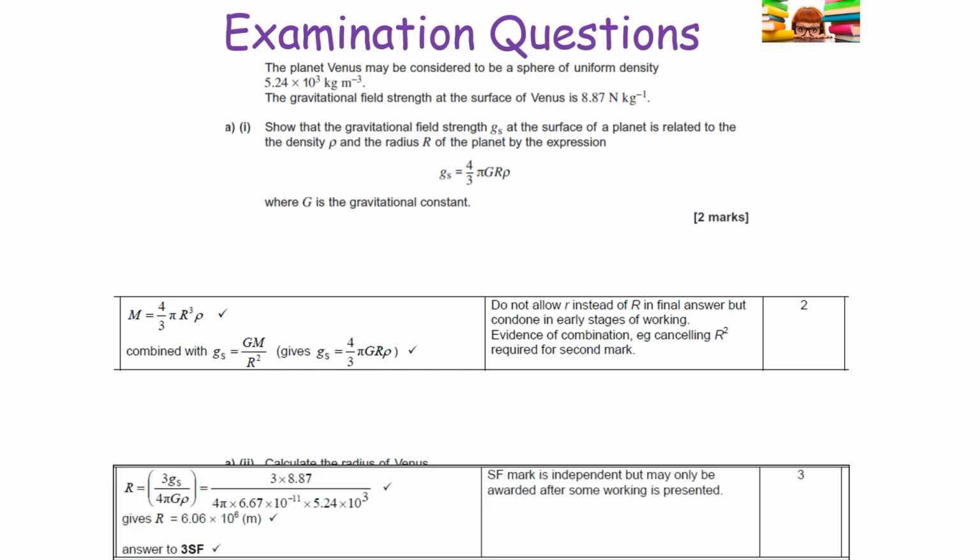Why is that? Well, in the question you got 4.24, 8.87. They are both three significant figures, so your answer is given to three significant figures.